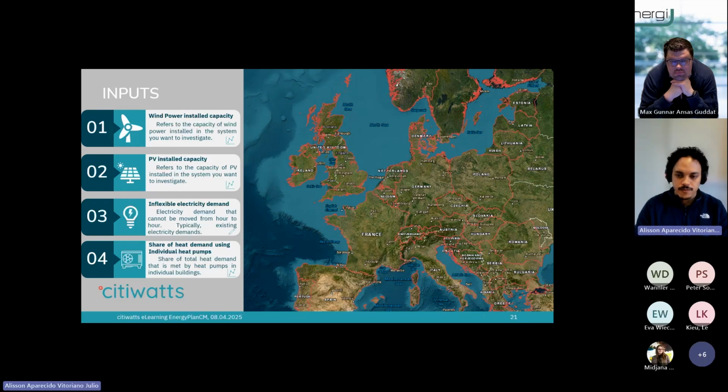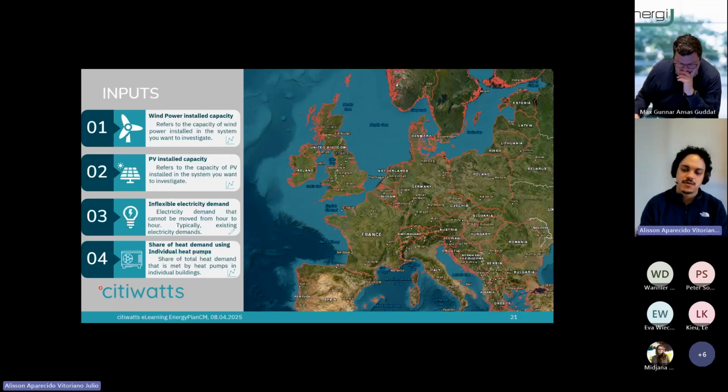So yeah, I think we can go to the inputs, and these are the most fundamental inputs. I think it's important to pass through all of them with a brief explanation. First, the wind power installed capacity is the first input. It refers to the capacity of the wind power installed in the systems which are the subject of an investigation.